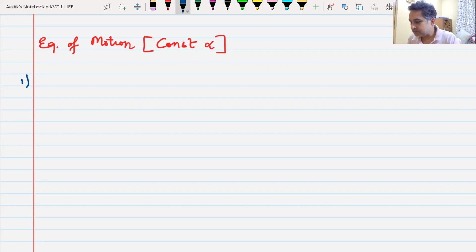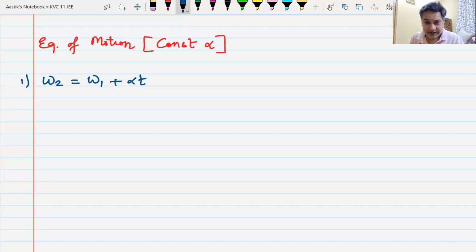V is equal to U plus AT? There is no V, there is no U, there is no A here. Try again. What do we write next? Omega 2 is equal to omega 1 plus alpha t.